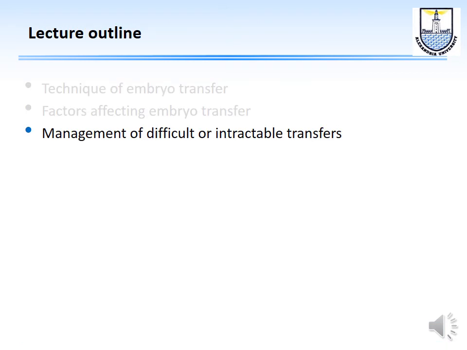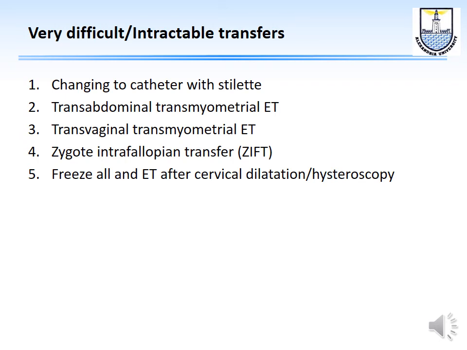So these are the factors that affect embryo transfer. Finally, we come to the management of difficult or intractable transfer, because sometimes you do many things and then you're stuck with an intractable embryo transfer and you cannot put the embryos inside the uterine cavity. So what to do? Well, the first thing to do in these cases, of course, is to change the catheter.